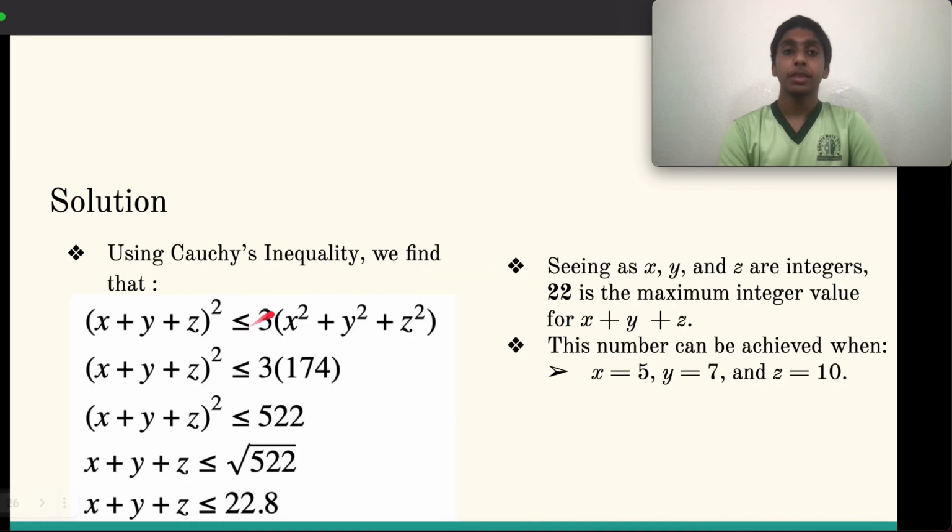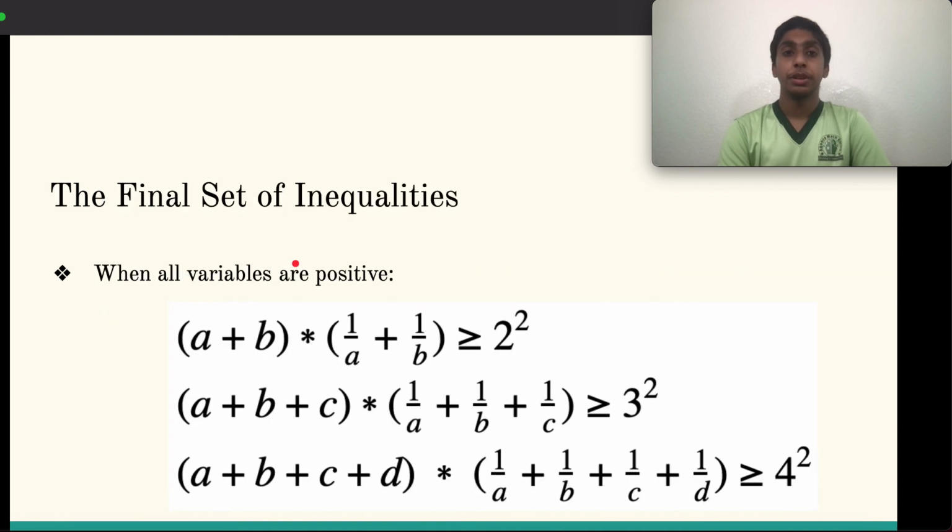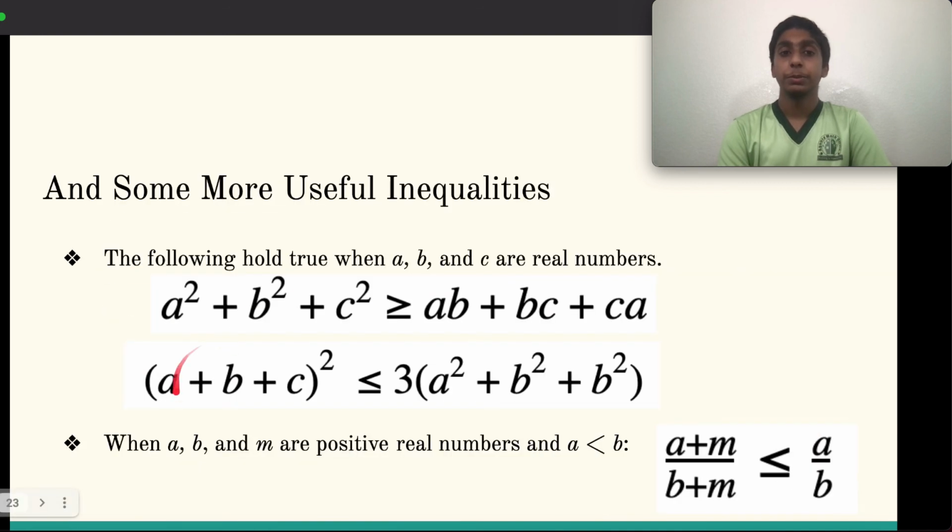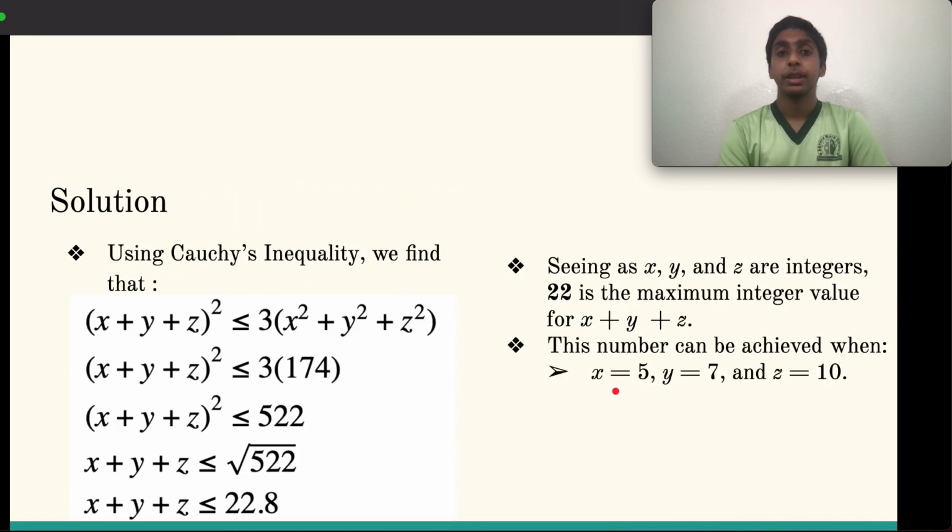Okay, so here you go. Using Cauchy's inequality, or you could have used the other inequality that we used over here. This one: a plus b plus c squared is less than or equal to 3 times a squared plus b squared plus c squared. Okay, so that's basically what they did here.